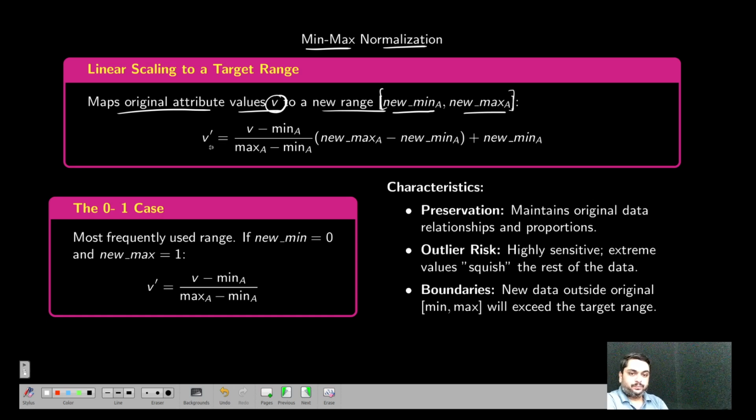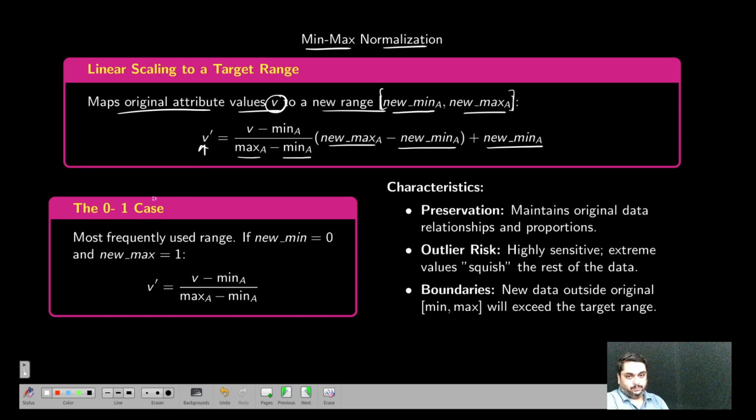So how will you do it? That's a straightforward formula. The new value v dash is equal to v minus minimum of A, divided by maximum of A minus minimum of A, multiplied by new maximum of A minus new minimum of A, plus new minimum of A. So this will give me the new v dash value.